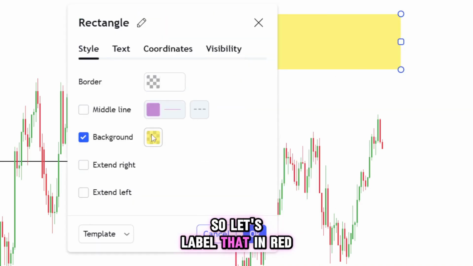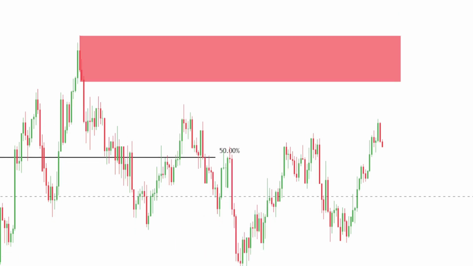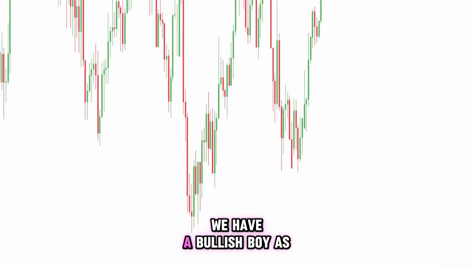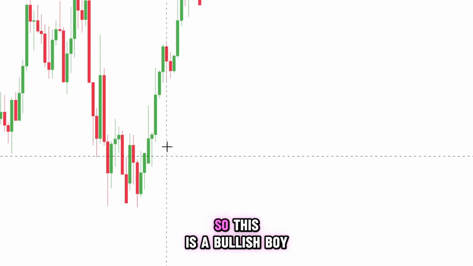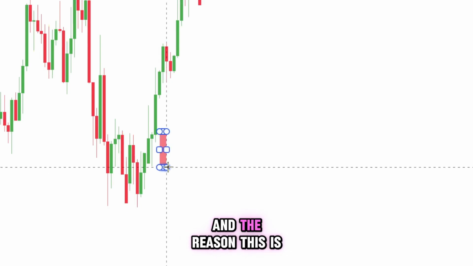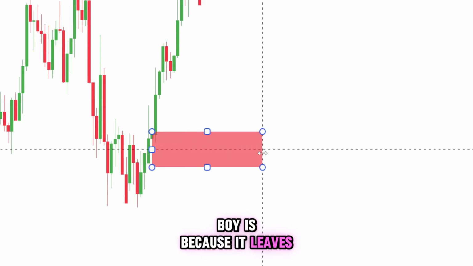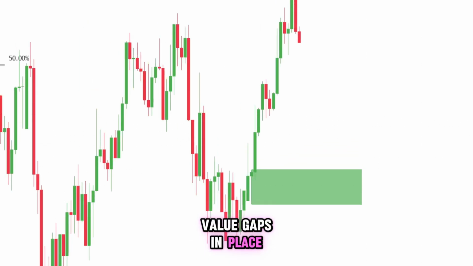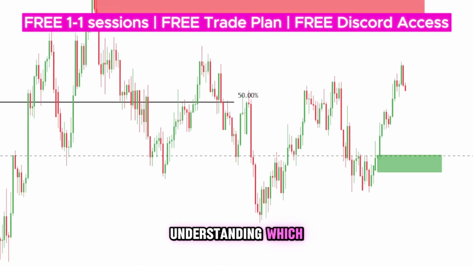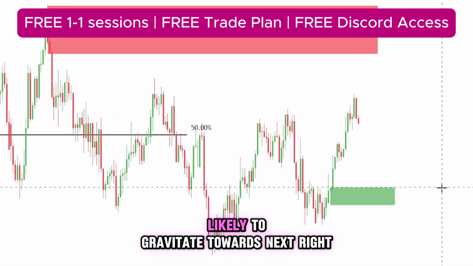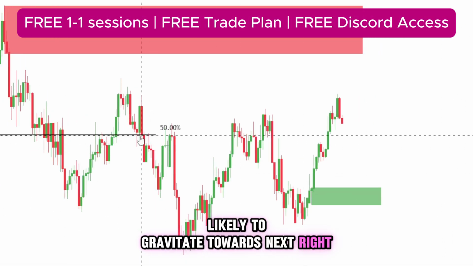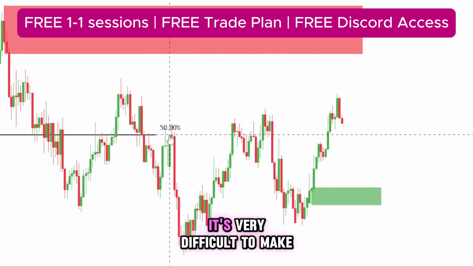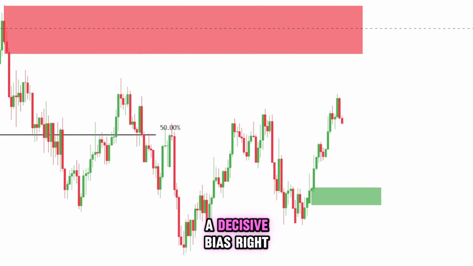So let's label that in red. What we have down here is a bullish POI as well. The reason this is a bullish POI is because it leaves a bullish fair value gap. Once you have your fair value gaps in place, it's just a case of understanding which fair value gap price is likely to gravitate towards next. And as we're pretty close to the equilibrium, it's very difficult to make a decisive bias.